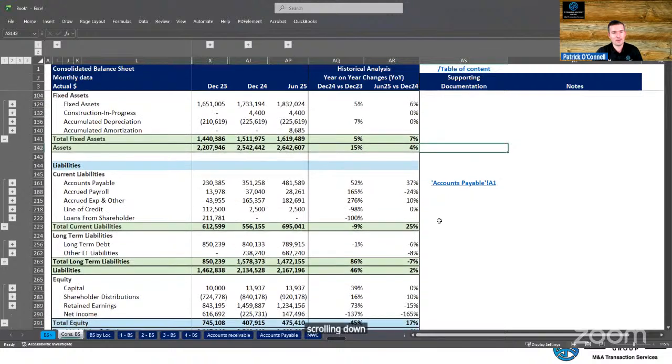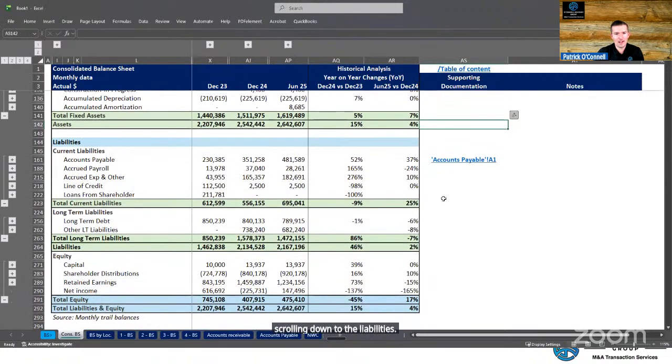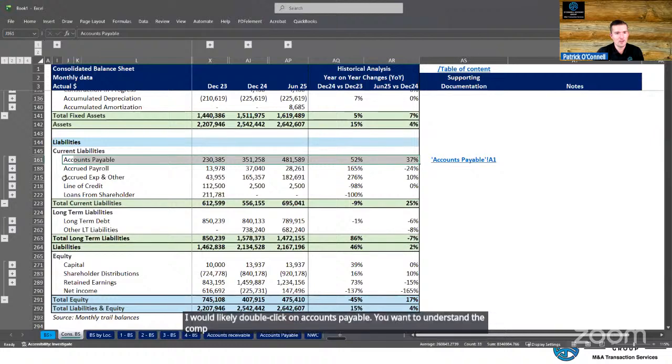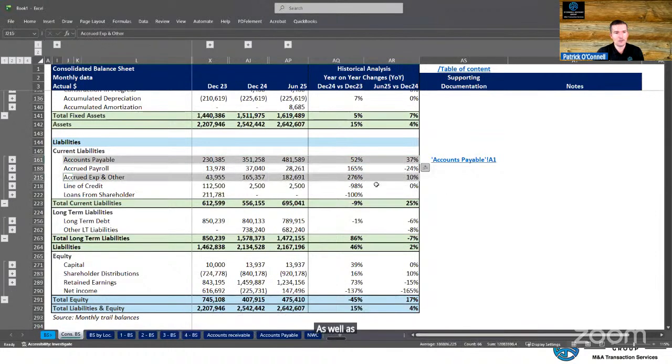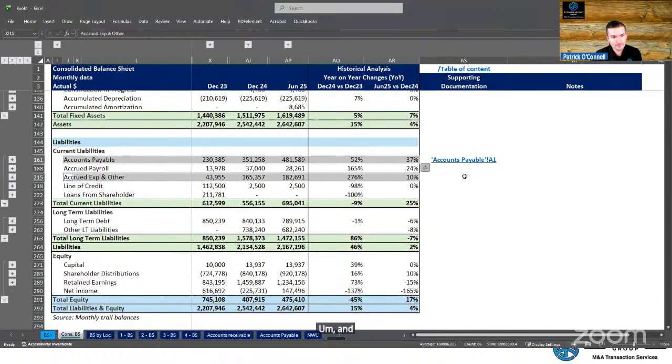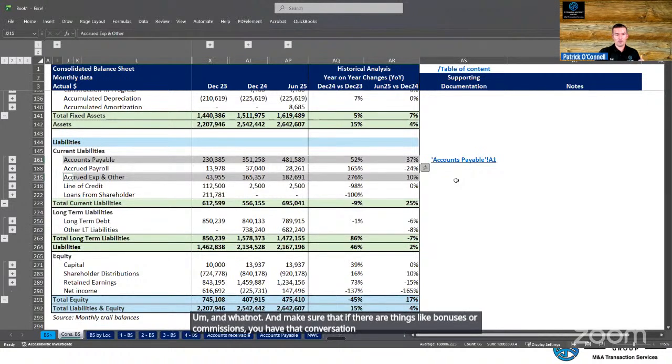Scrolling down to the liabilities, there's not a lot of liabilities here. I would likely double click on accounts payable. You want to understand the composition of that, as well as the accrued expenses. You want to understand the composition of what is in the accrued expenses. Are there bonuses and whatnot? And make sure that if there are things like bonuses or commissions, you have that conversation before closing.